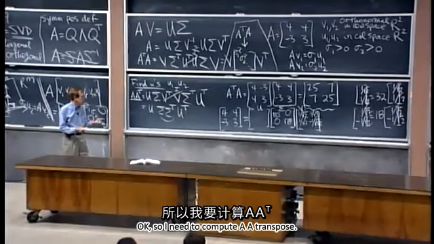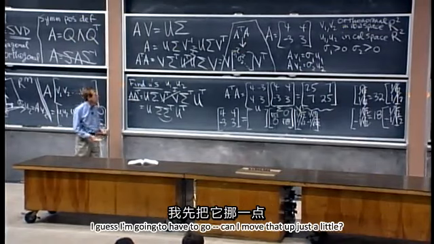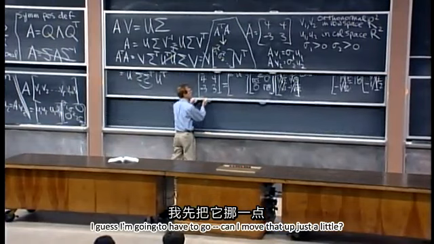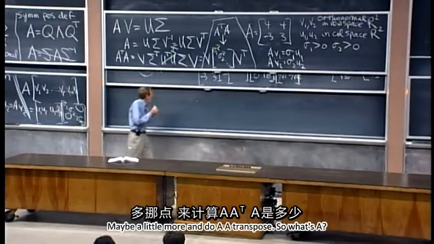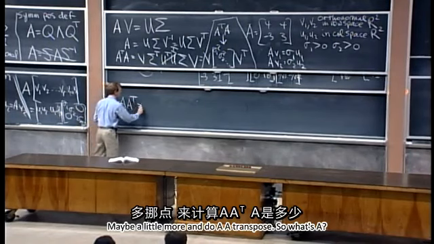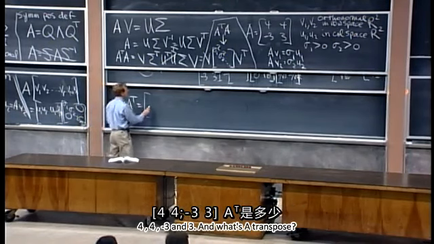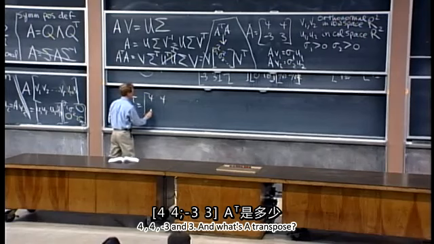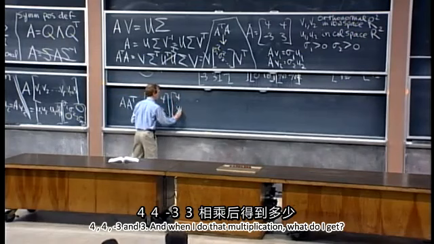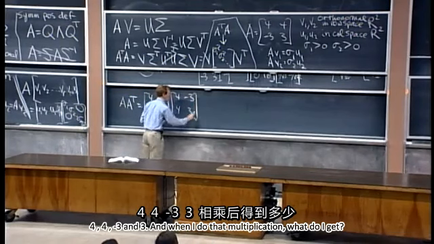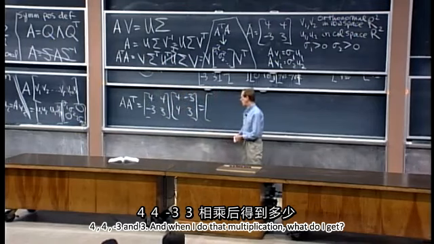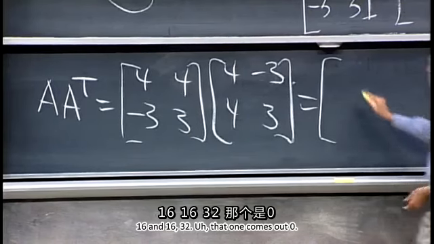Okay, so I need to compute AA transpose. I'm going to have to move that up just a little, and do AA transpose. So what's A? 4, 4, minus 3, and 3. And what's A transpose? 4, 4, minus 3, and 3. And when I do that multiplication, what do I get? 16 and 16, 32.